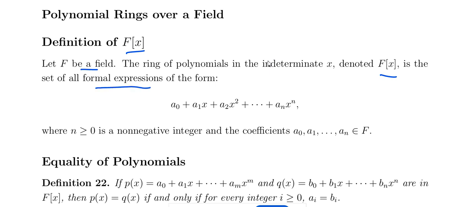Formal expressions of the form a0 plus a1x plus a2x square and so on up to an x power n, where n is greater than or equal to 0, a non-negative integer, and the coefficients belong to F. This collection of all polynomials is called F of x.